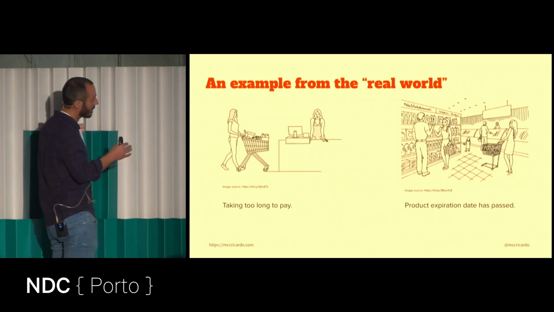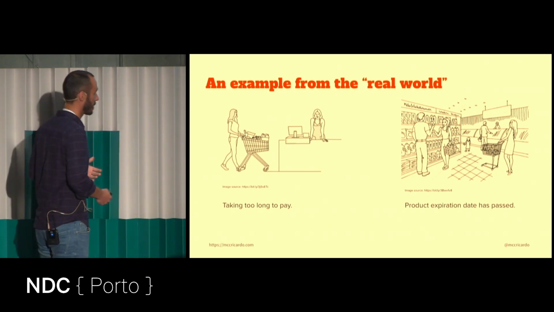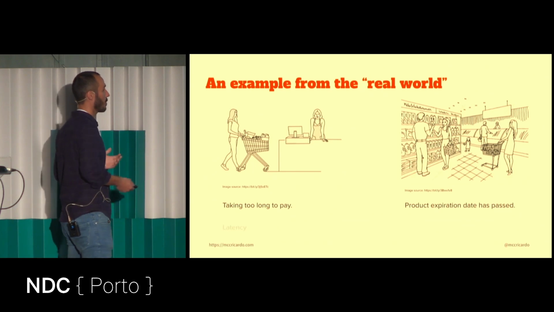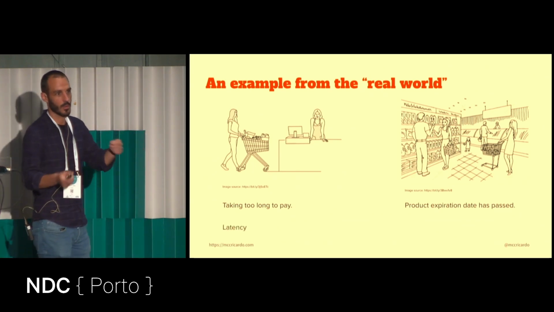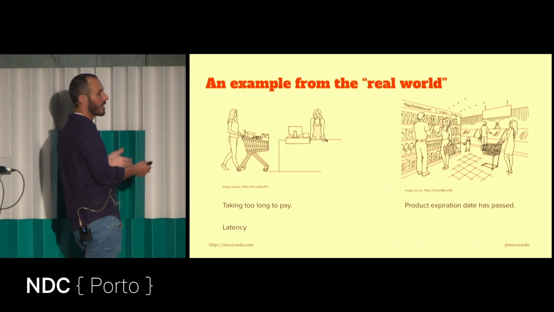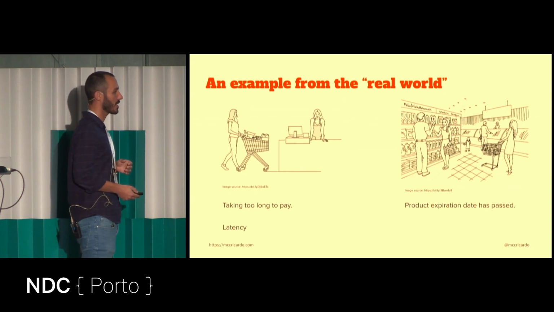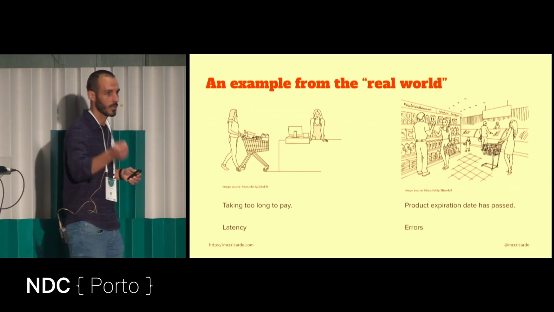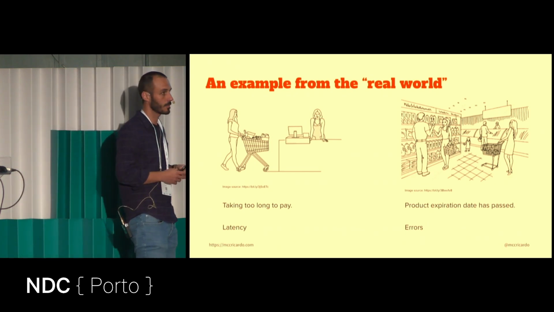So let's start to translate this into our own reality where we develop services. If something takes too long to pay, we can translate that to the latency of an API, right? If a request or a set of requests takes too long, I can say that my system is not being reliable. And the product expiration date having passed can be an error, right? We make an API call, it returns an error, so it's not doing what the users are expecting us to do.